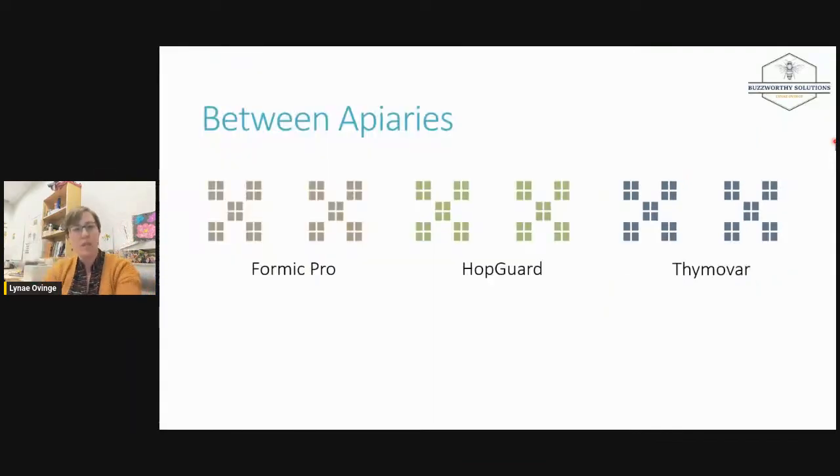And so I want to get right into an example that I think you will find intriguing. I found it intriguing. This is a beekeeper I work for, and he had this question 2 years ago, in the fall: which of these chemicals work best for him? He's used Formic Pro in the past, and he wanted to try HopGuard and Thymovar. So he applied them to different apiaries in the between apiaries type design, and he did this to 266 apiaries.